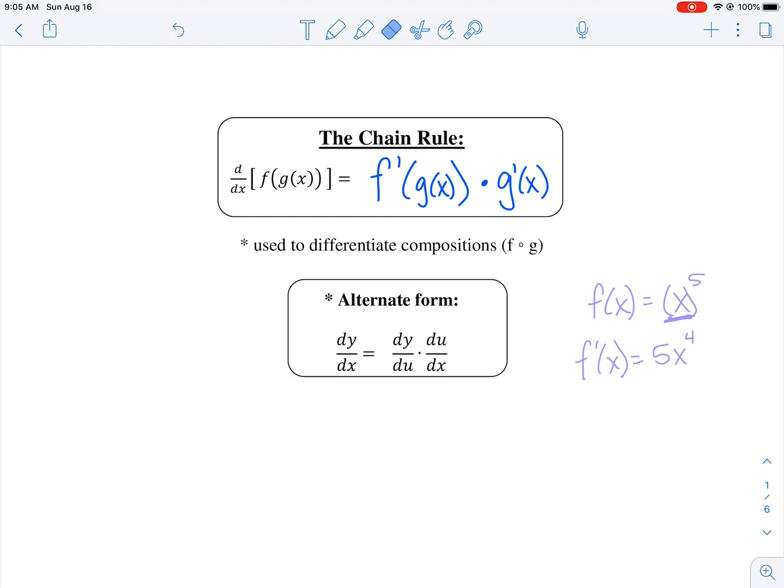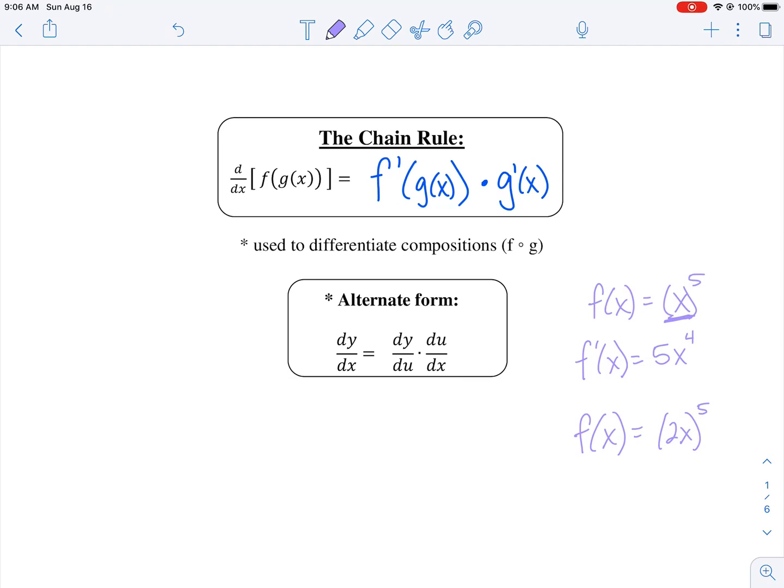But we have to be careful now. If there's anything inside that's more than just an x, then we have to make sure that we use chain rule. So even if the problem changed and I had (2x) to the 5th power, this is a chain rule problem. So anytime there's more than just an x on the inside, and we have an inside function and an outside function, we have to make sure that we apply the chain rule.